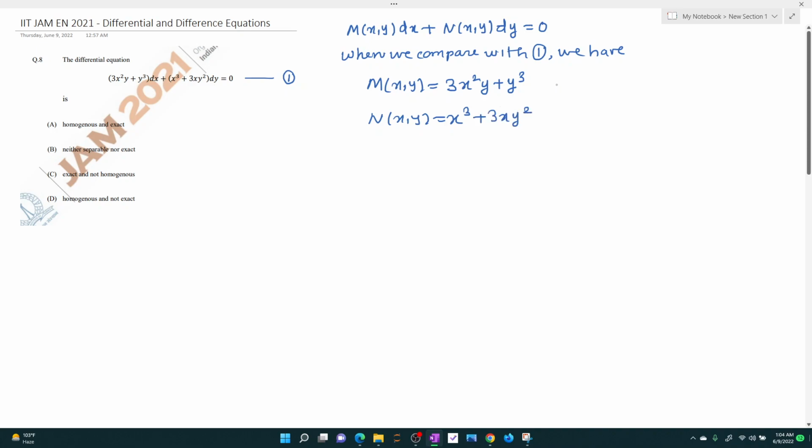So here one important point: you can see that the function M(x,y) is a homogeneous function, right? Why am I saying it is a homogeneous function? A homogeneous function is one where the degree of each term is the same. So here the first term has degree 3, like 2 for x square and 1 for y. The second term also has degree 3, right? So it is a homogeneous function of degree 3. So I can say that M is a homogeneous function, and similarly N is also a homogeneous function of degree 3, right? And if both are homogeneous functions, this implies the given differential equation is also a homogeneous equation, right?